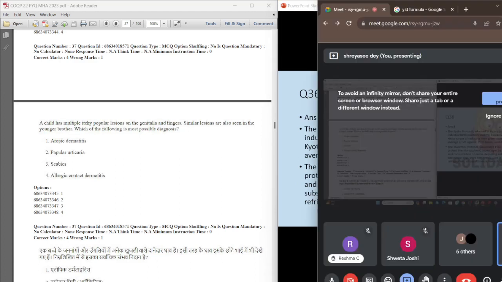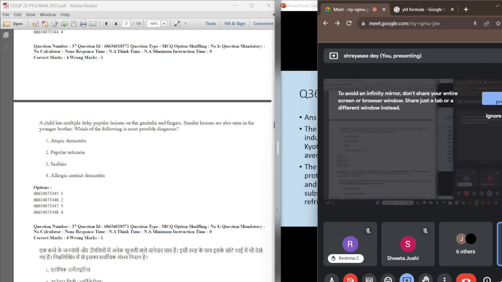Question number 37. The question is: a child has multiple itchy papular lesions on genitalia and fingers. Similar lesions are also seen in younger brother. Which of the following is most possible diagnosis? So does any of you have any idea of how to take, which take to solve these questions? Okay, it's a confusing question.